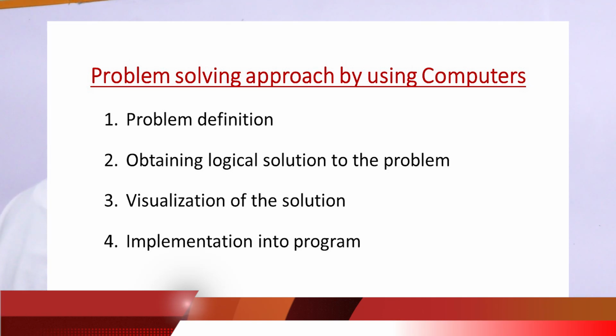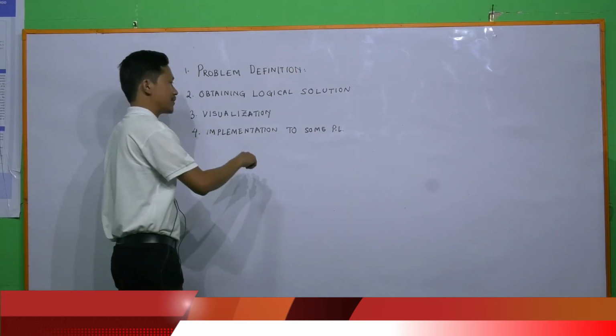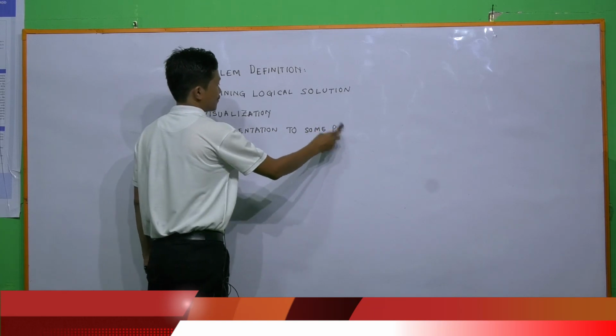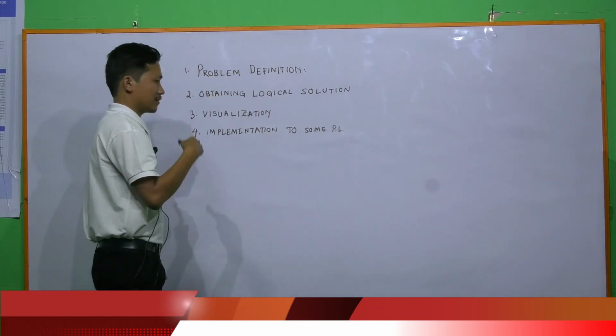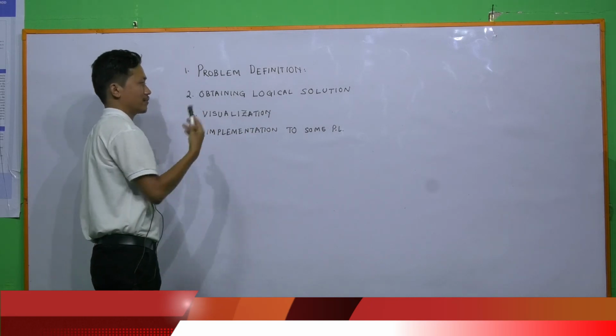And finally, in step number 4, we have to implement that solution, that is, the step-by-step sequences, in some programming language. After this step, we have to compile or interpret that program and then execute that program to find the solution.